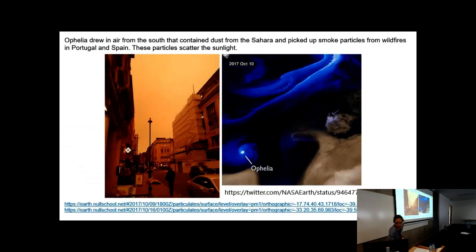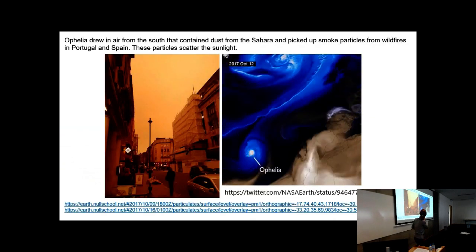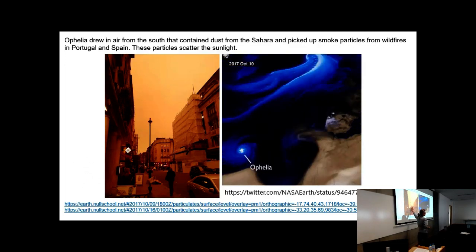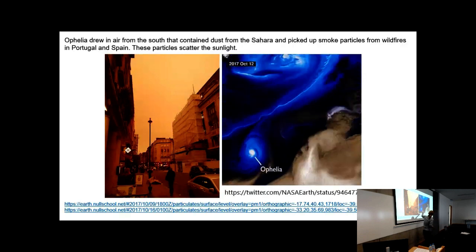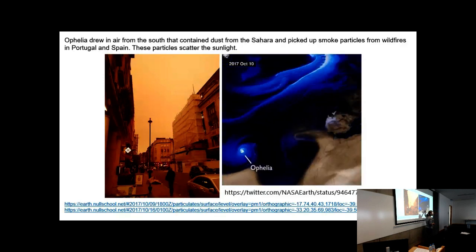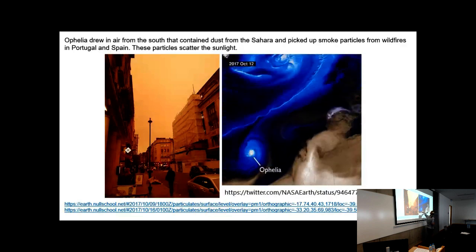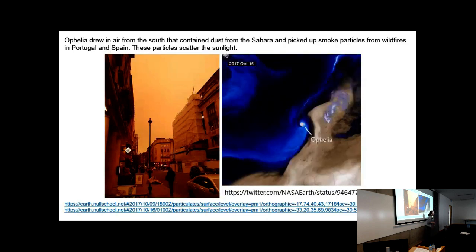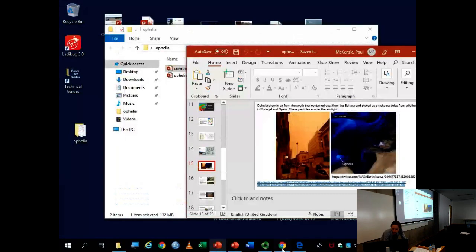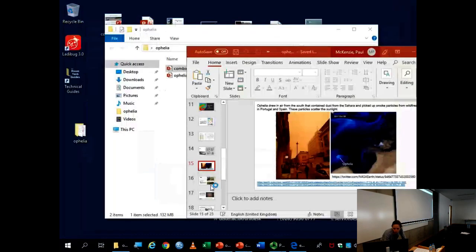Another peculiar thing that happened is in the south of England, they had these red skies. And this is Ophelia here. You can see at the same time there's a lot of Saharan dust being flown into here, and there were also a lot of forest fires. Again, if you go to your data, you can get students to look at that themselves.